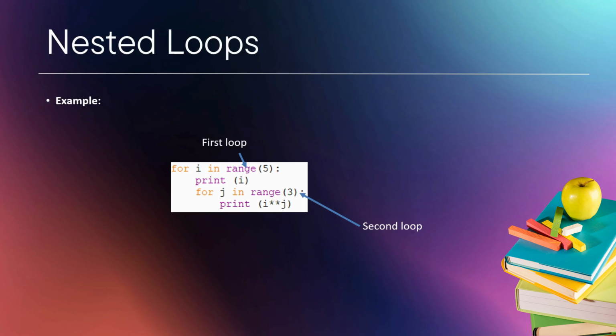So let's first see an example for the nested loops. This is how a nested loop looks like. So we have two loops. The first loop is running for 5 iterations. The second loop is running for 3 iterations. We can use both of the values in either of the loops. We will have a look at this practically and it will be much more clear.